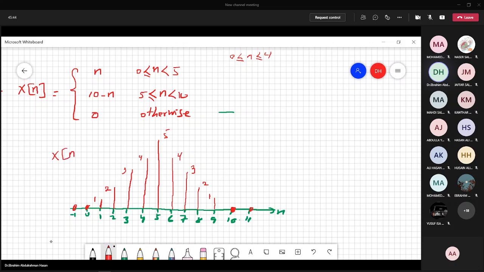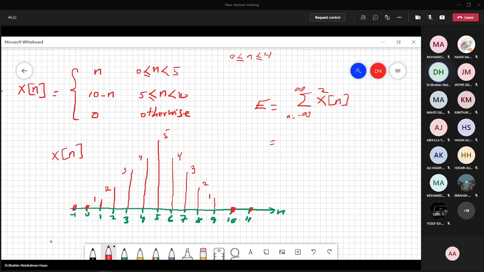So this is x of n. I think here that this is finite. Okay, so since it is finite, then we can calculate energy. Energy equal to summation of x of n squared, from minus infinity to infinity. But again, from minus infinity to 0, it is equal to 0, and from 10 to 11 again equal to 0.